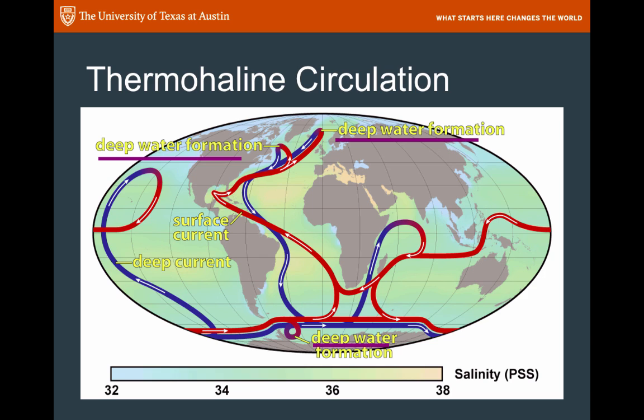That deep water formation, the sinking of water into the deep ocean, is really important because it allows for water to come up from the deep ocean in other places on Earth. So here in the Indian Ocean and again in the Pacific. So those places where ocean water sinks and ocean water rises are how the deep currents and the surface currents are linked together.